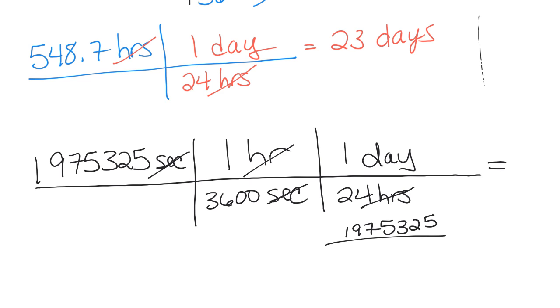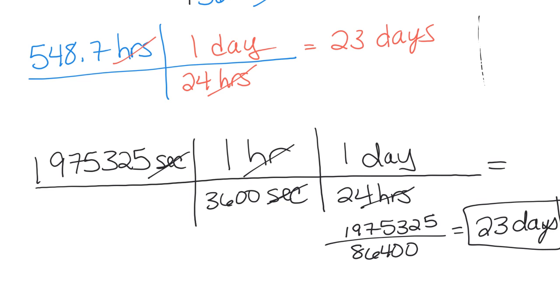1975325, divided by whatever 3,600 times 24 is, which is 86,400. And when you do that, it's also 23 days, 22 point something, but it says round to the nearest day. So approximately 23 days.